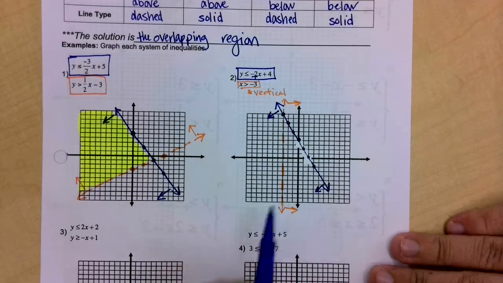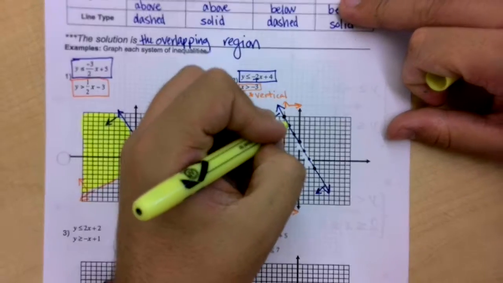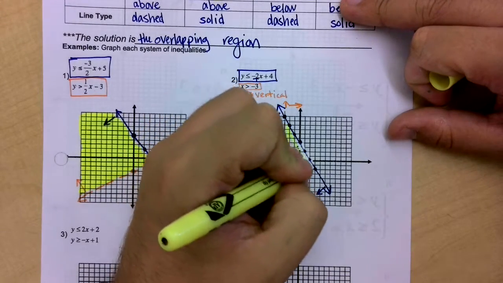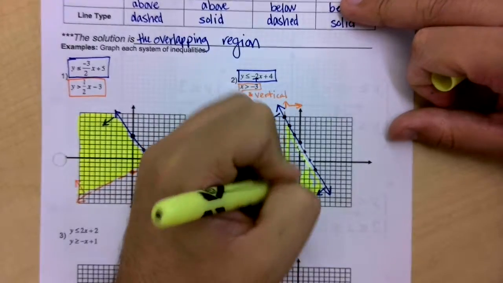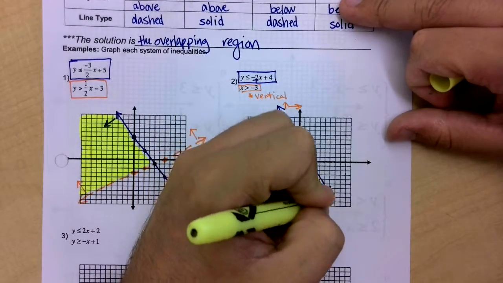And I see now that the arrows are pointing in towards each other in this middle section. So this is the region that counts. This is going to be my answer, this whole region.